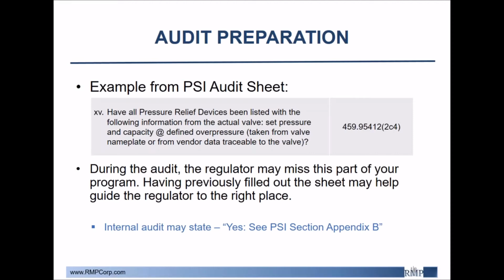So if they have a question about where you're documenting the pressure relief devices, you can reference your audit worksheets and say, oh yes, we meet the pressure relief devices requirements, see Appendix B in the PSI section. That way, anytime they might have a question about where something is or weren't able to find something, you might be able to point it out, which will result in fewer findings for your facility.